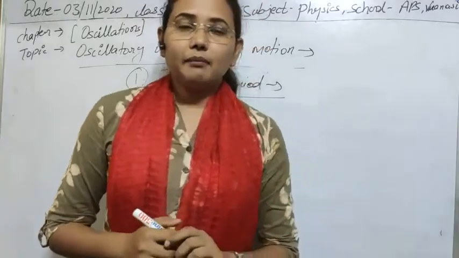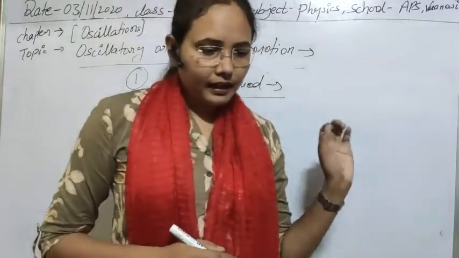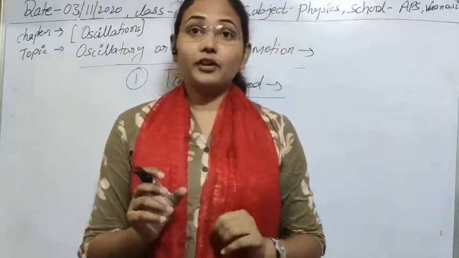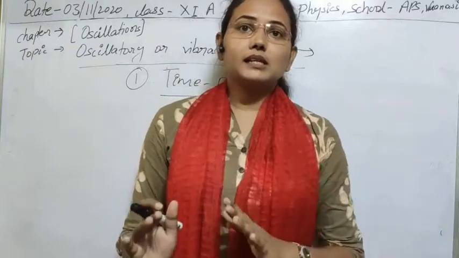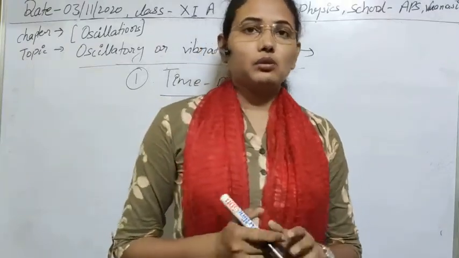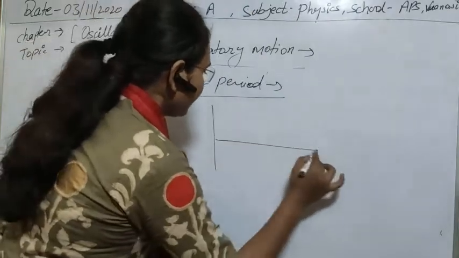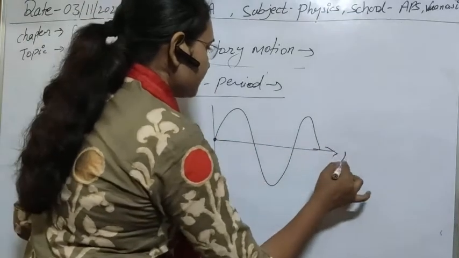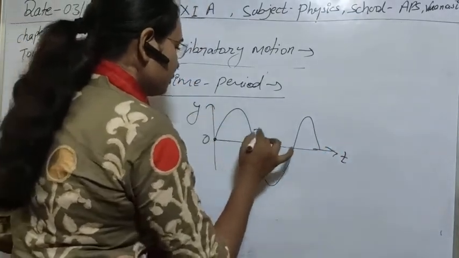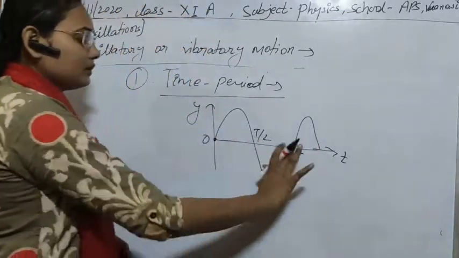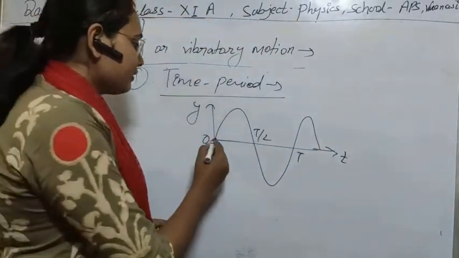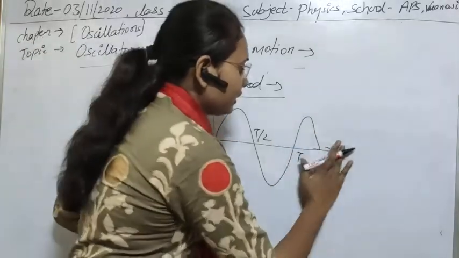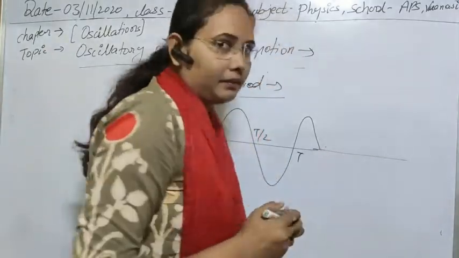So what is the time period? Time period is defined as the least interval of time, the minimum interval of time after which the motion repeats itself. That is known as time period. So it means that simple, if we suppose that we have this wave, and here this is between time and displacement, 0, t by 2, this is T. In this waveform we are seeing that this body repeats itself after a certain amount of time.